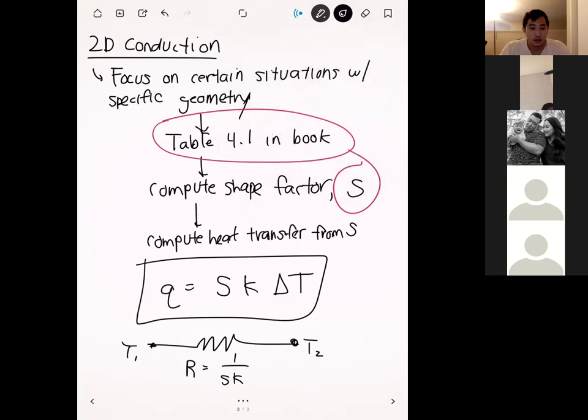Quick question actually. On the exam, will we need to have our book ready to look at the tables, or will the tables be provided? Yeah, for the exam, I would give you the formula for the shape factor. Usually I'm not a big fan of printing out a bajillion tables for everyone, so usually I'll give you the formula for the shape factor that you would use. Okay, so let's do an example.